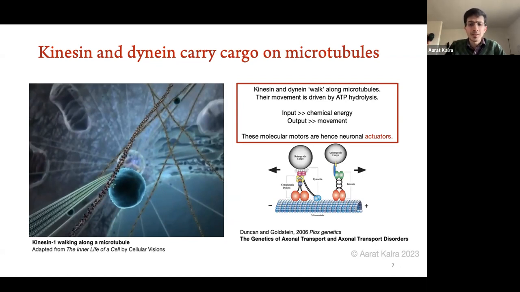Dynein is another analog of kinesin, but kinesin moves from the minus end of a microtubule to the plus end of a microtubule, whereas dynein moves from the plus end to the minus end. So if you want to move from the tip of a microtubule to the base of a microtubule, you'd use kinesin. But if you wanted to move from the base to the tip, you'd use dynein on a microtubule.